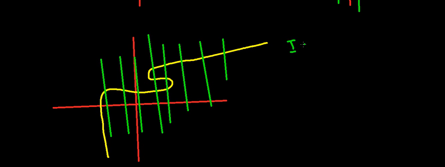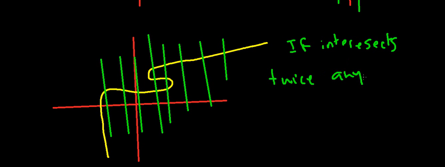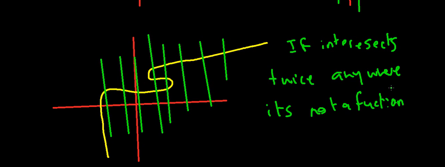So if it intersects twice anywhere, it's not a function. And that's all there is to the vertical line test. You simply draw a vertical line, and if it intersects more than one time, it's not a function.